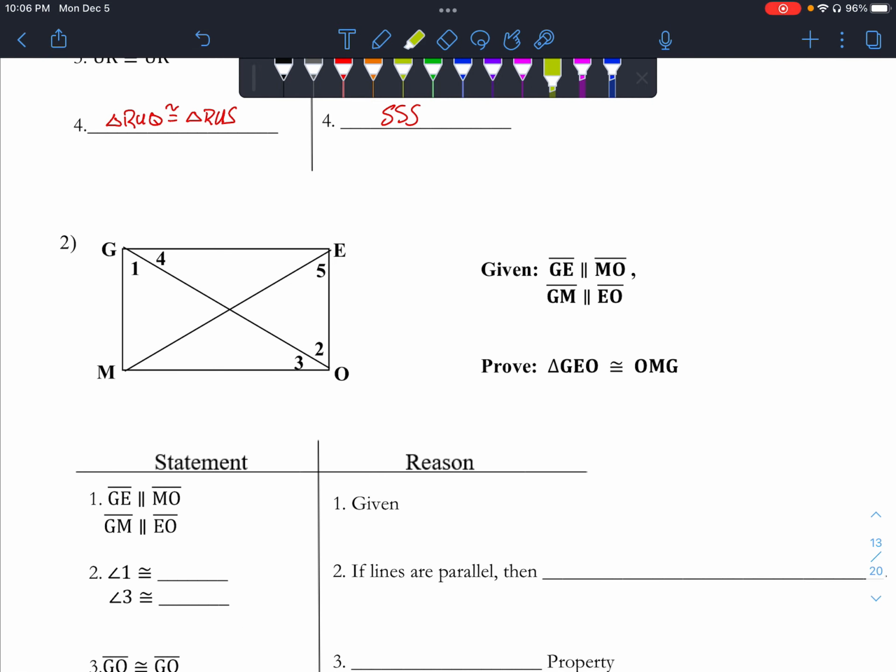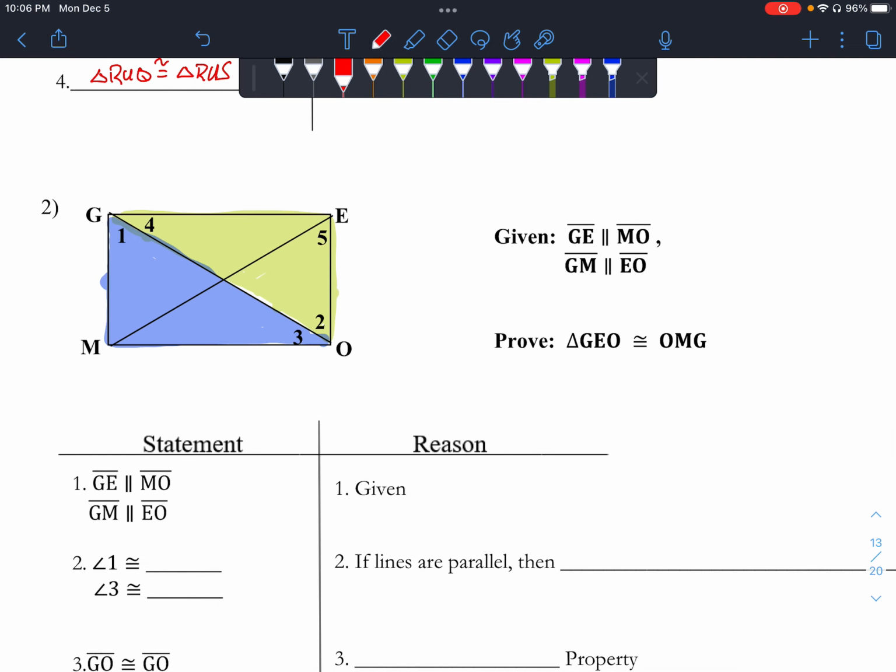Let's go ahead and highlight the triangles that they're looking at here. So if I look at this proof statement, they tell me triangle GEO. So I'm going to take my highlighter. I've got GEO seems to be right here. And then last but not least, I also have OMG, which is just this other blue triangle that we see right here. All right, those are the two triangles I'm looking at.